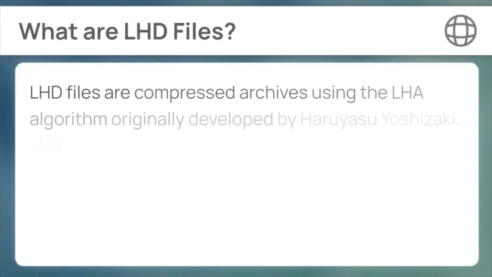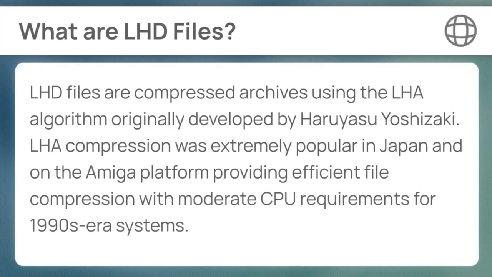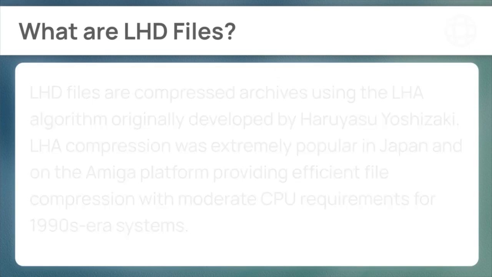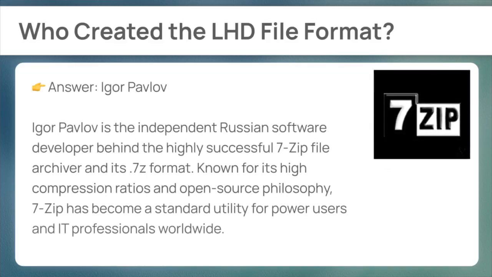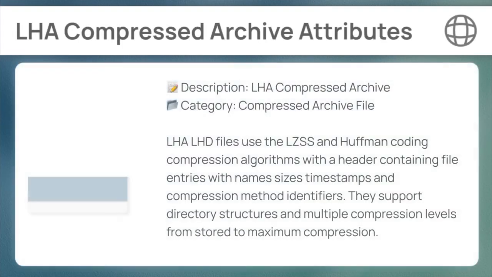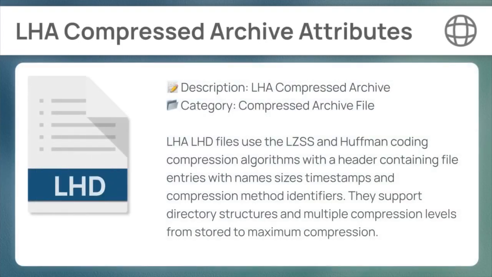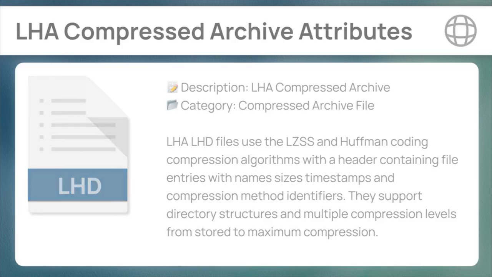LHD files are compressed archives using the LHA algorithm originally developed by Haruyasu Yoshizaki. LHA compression was extremely popular in Japan and on the Amiga platform, providing efficient file compression with moderate CPU requirements for 1990s era systems. LHA LHD files use the LZSS and Huffman coding compression algorithms with a header containing file entries with names, sizes, timestamps, and compression method identifiers. They support directory structures and multiple compression levels from stored to maximum compression.